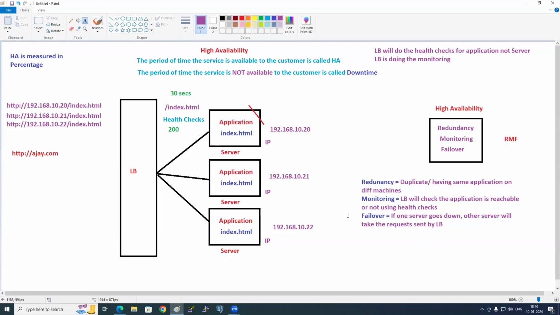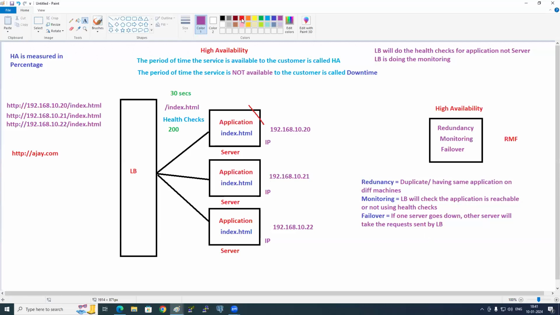Super. So what are the three fundamental rules to achieve high availability? Redundancy, monitoring, failover. If redundancy is not there, can you achieve high availability? If monitoring is not there, can you achieve high availability? If the failover is not there, can you achieve high availability? Definitely no.